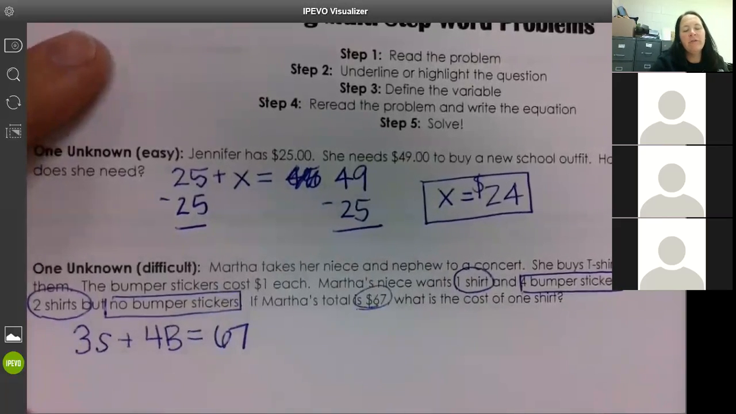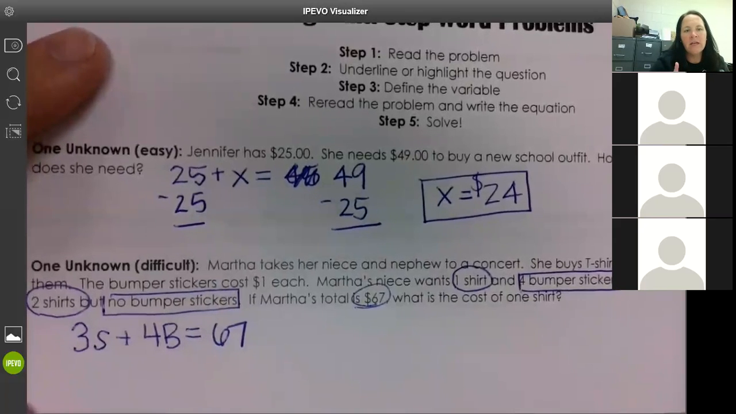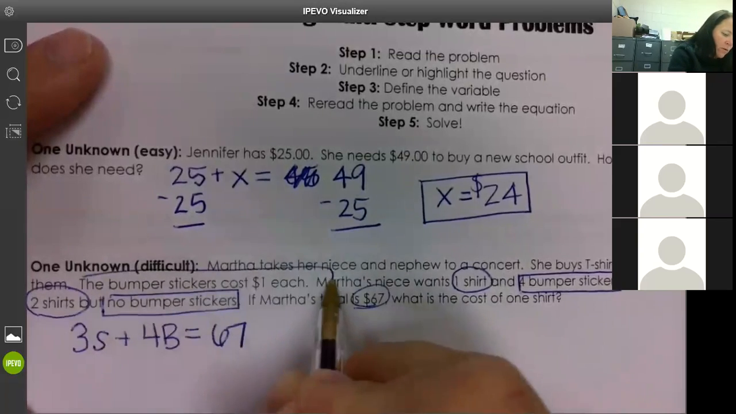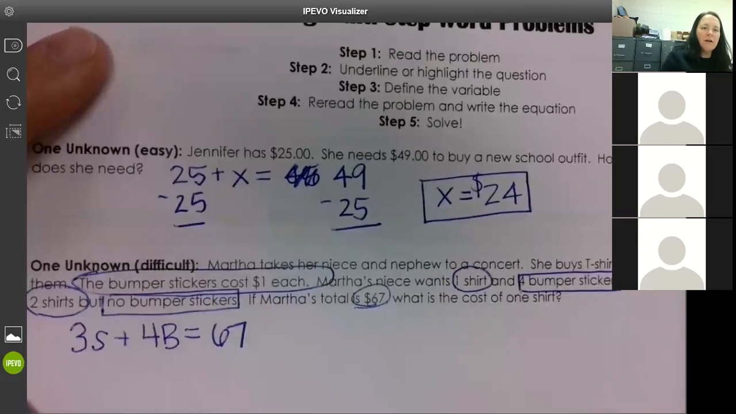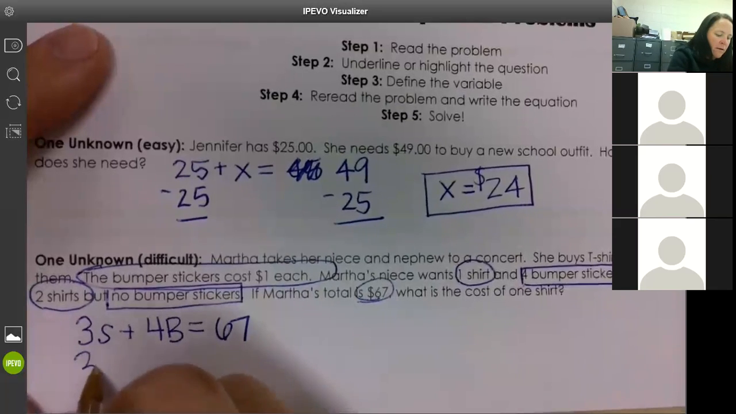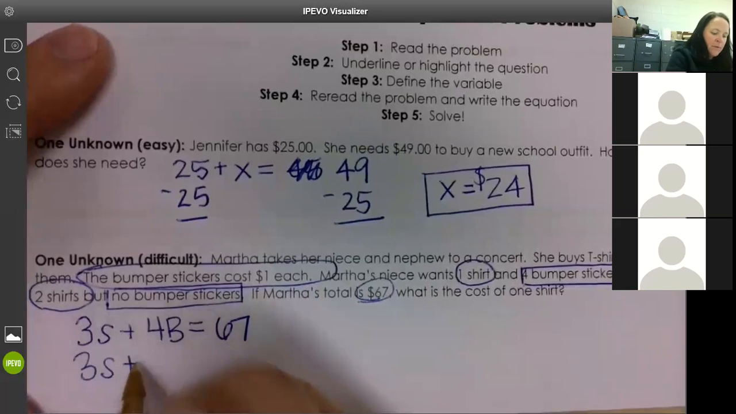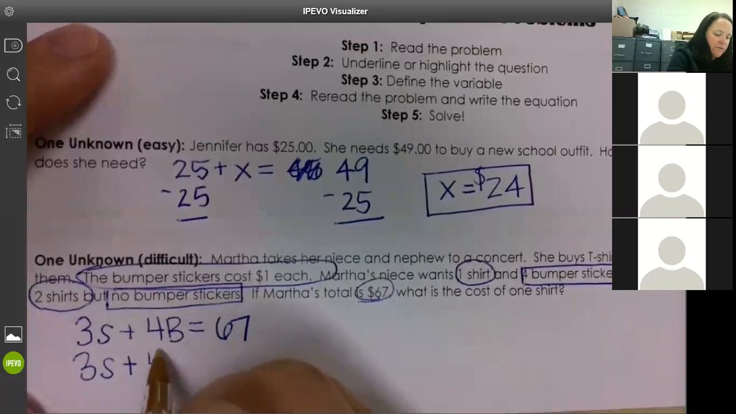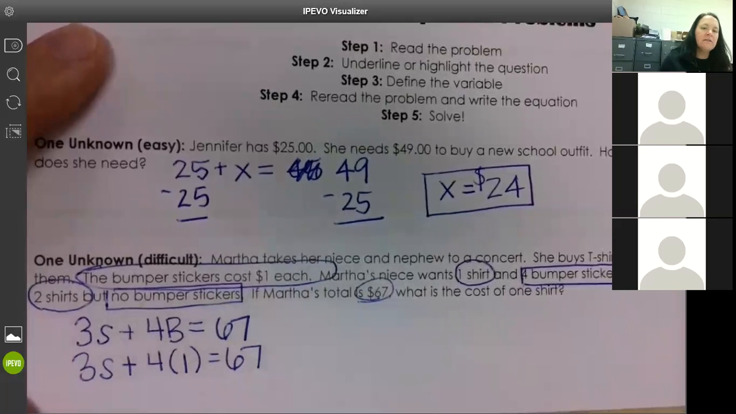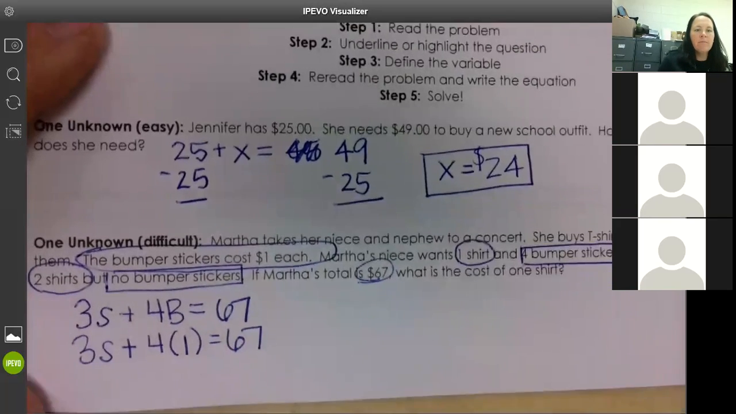We're not going to have 2 variables yet. We will eventually, but not yet. What other information does it give us? The bumper stickers were $1 each. Right here, bumper stickers were $1 each. So this B is going to be a 1. So 3 shirts plus 4 $1 bumper stickers is going to cost $67.